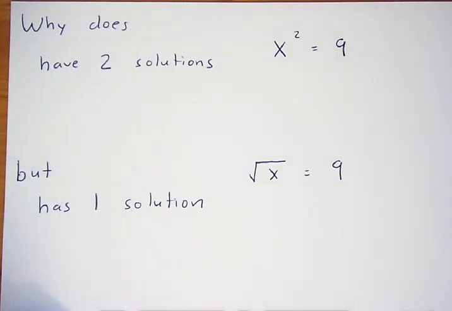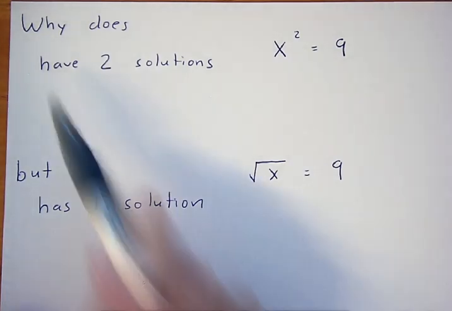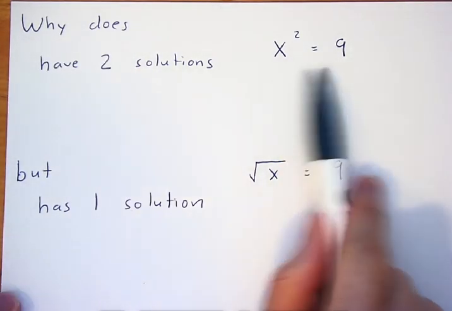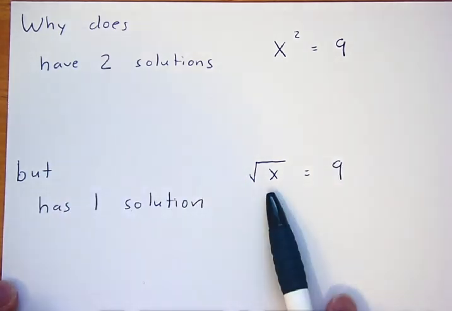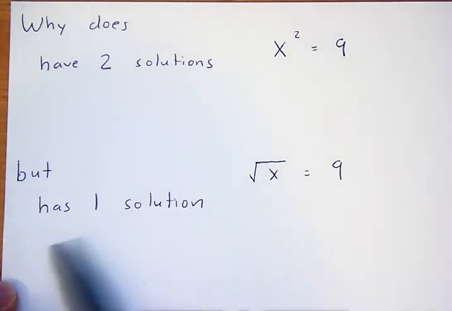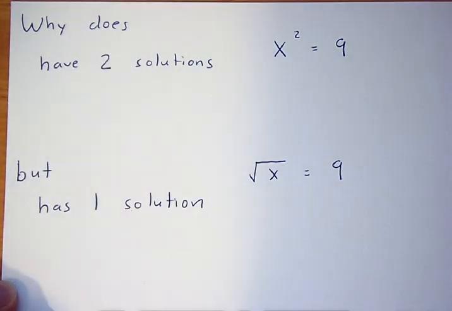The question for this video is, why does x squared equal 9 have two solutions, but square root of x equal 9 only has one? The reason I came up with this question is the way you solve these two sort of look similar.